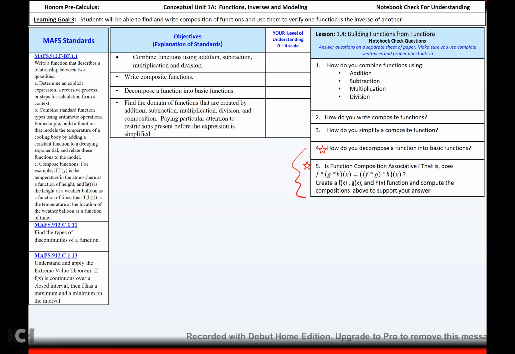Okay. So is function composition associative? That is, does f of g of h of x equal f of g of h of x? Create an f of x, g of x, and h of x function and compute the compositions above to support your answer. So I don't know.